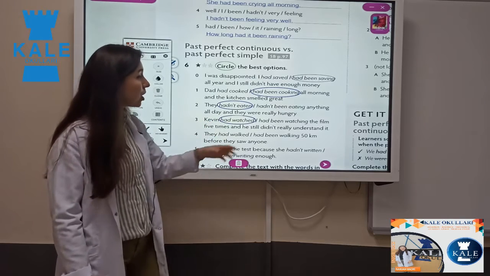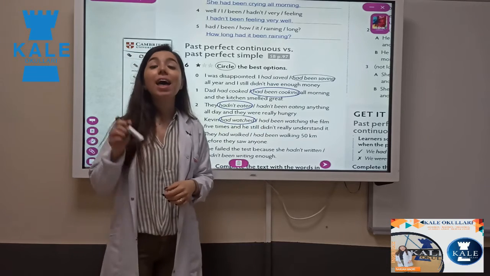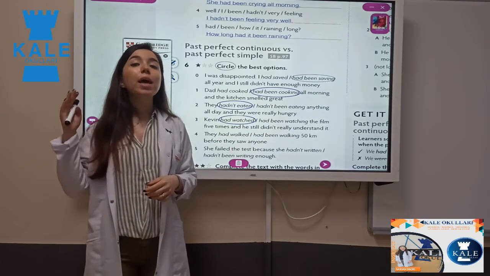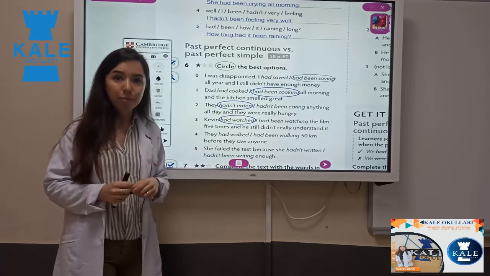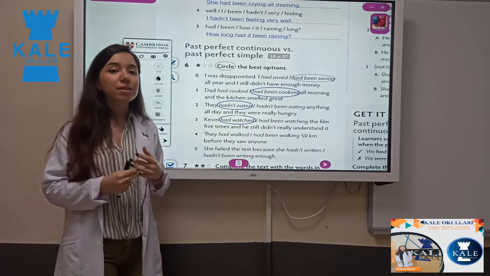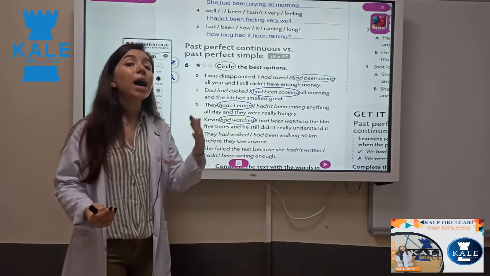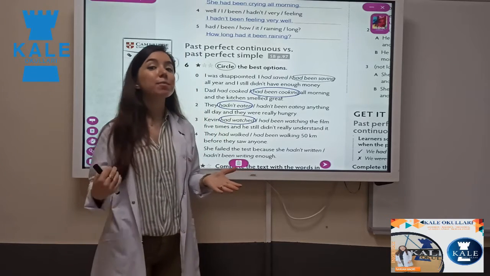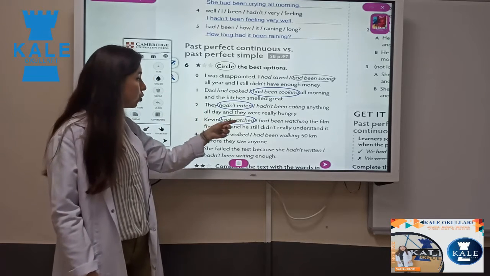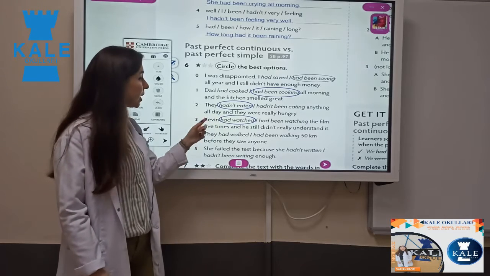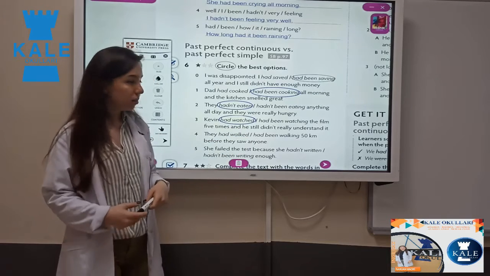Kevin had watched the film 5 times and he still didn't really understand it. Another thing that is the difference between past perfect simple and past perfect continuous is this. Here we mentioned the time. If in a sentence the time is mentioned, how many times something had happened, it's past perfect simple. How long something had been happening is past perfect continuous. So because here we have 5 times, it mentions how many times, we use had watched. Past perfect simple. Kevin had watched the film 5 times and he still didn't really understand.